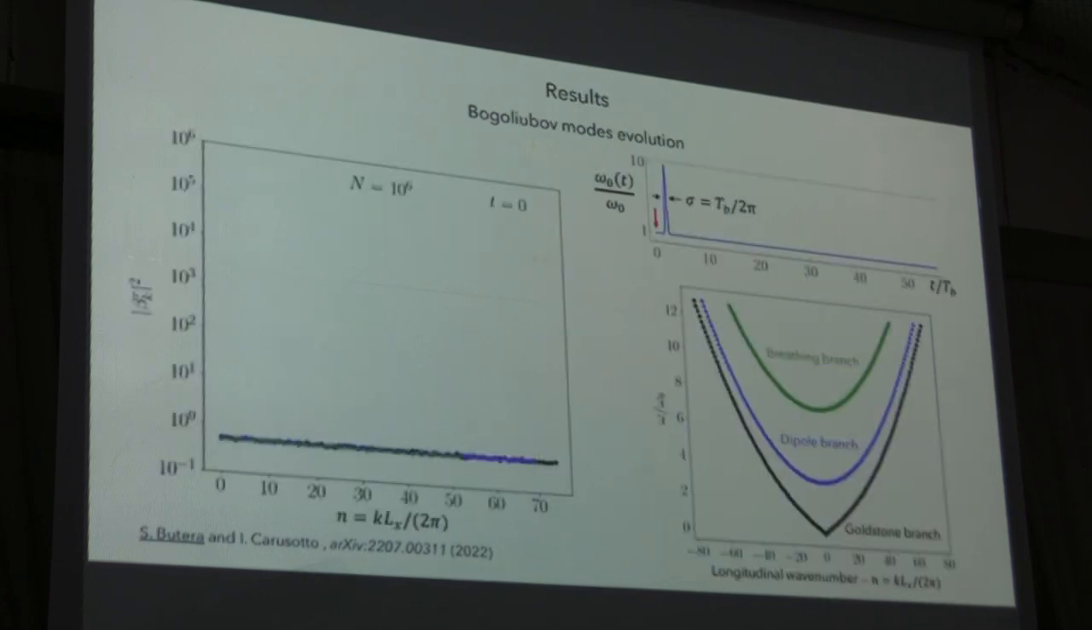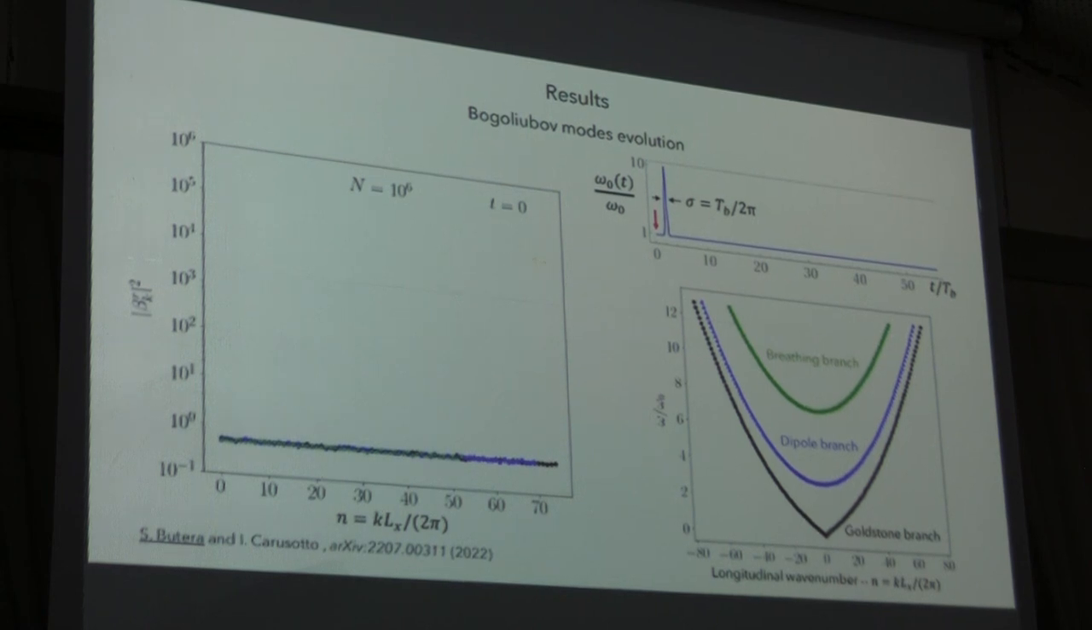So let's go to the results now. I start at t equals 0 with the system in the Bogoliubov vacuum. On the left side, I'm showing you the population in each mode of the system. You see that it's completely flat because only vacuum fluctuations, or zero point fluctuations, are in each mode. After a certain amount of time, I give a kick to the transverse confinement frequency, as I mentioned before, in such a way that the system starts oscillating in the transverse mode.